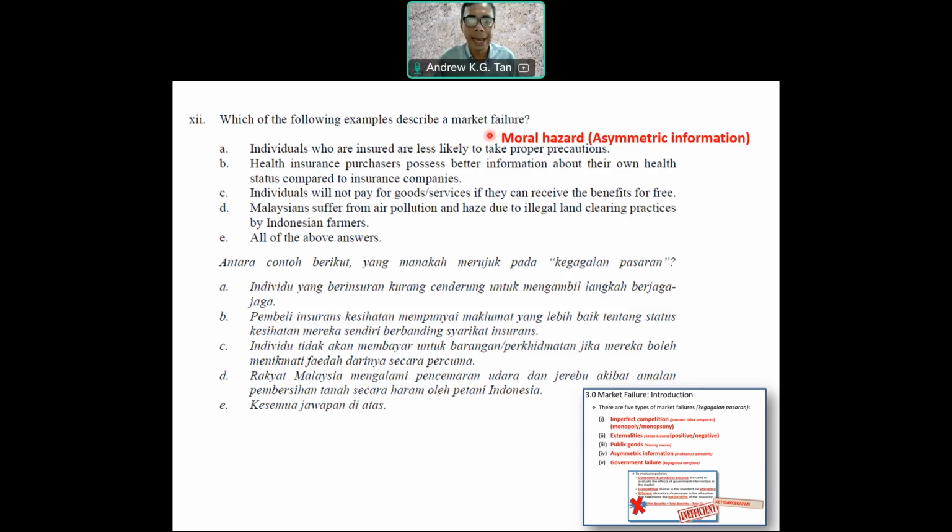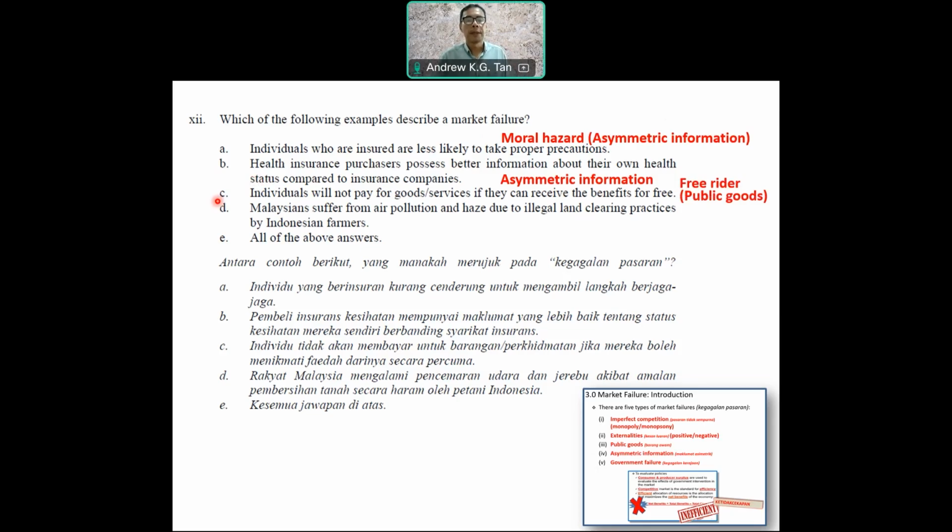Individuals who are insured are less likely to take proper precautions. B, health insurance purchasers possess better information about their own health status compared to the insurance company. Again, this is an asymmetric information problem because consumers have more information compared to suppliers, providers. C, individuals will not pay for goods or services if they can receive the benefits for free. Then we are talking about free riders, public goods.